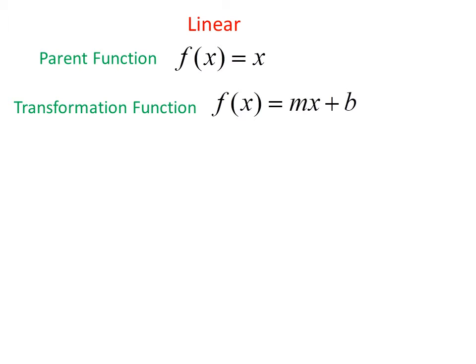And it turns out its transformation function is what we think of as f of x equals mx plus b, or y equals mx plus b, right? The difference being this first is just the parent function, and then every line we've seen is a transformation of that parent function.